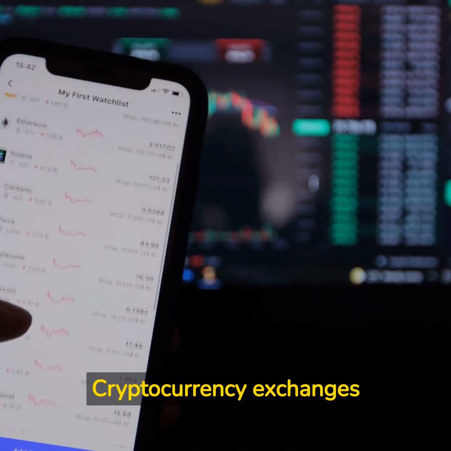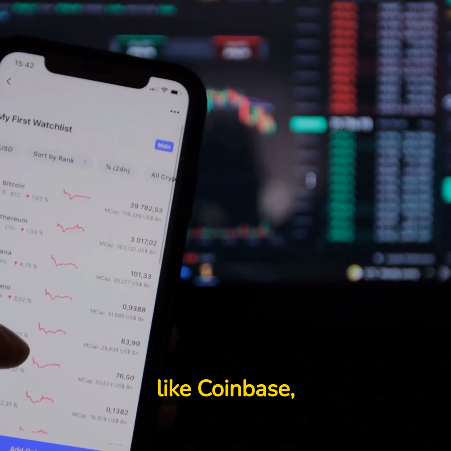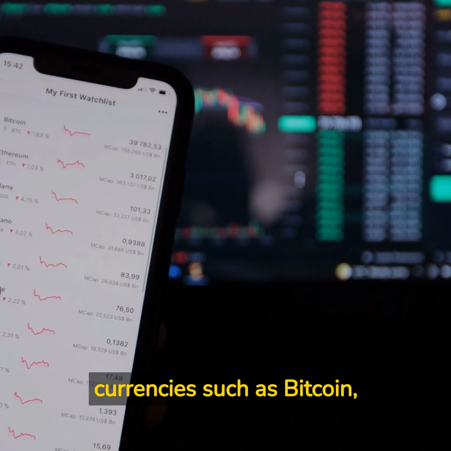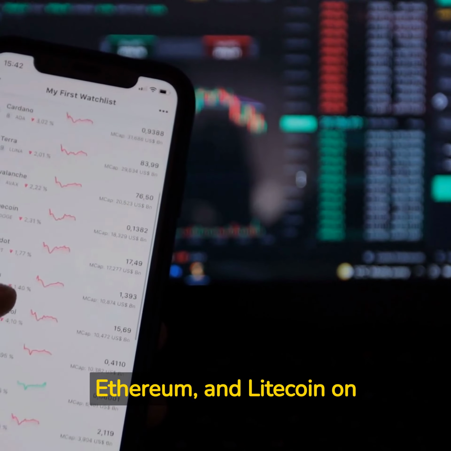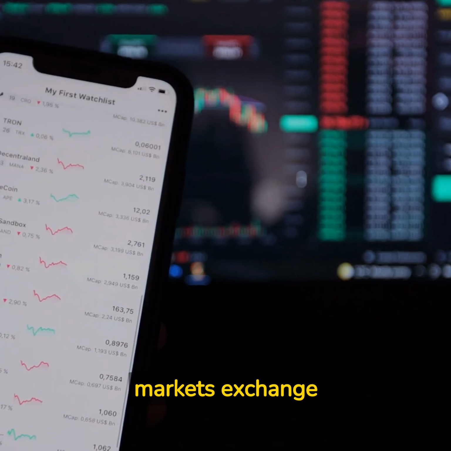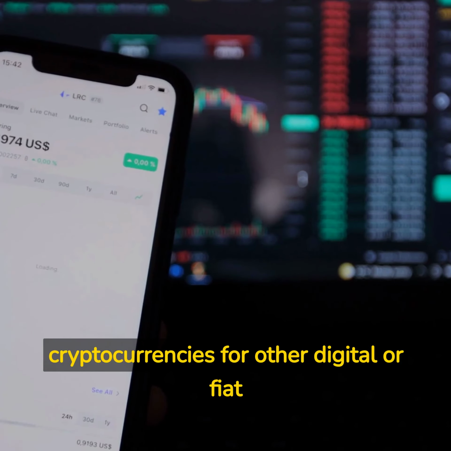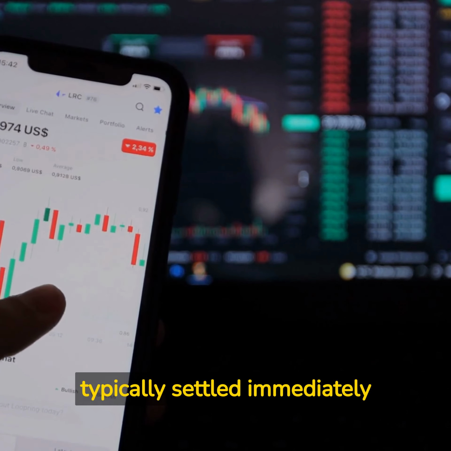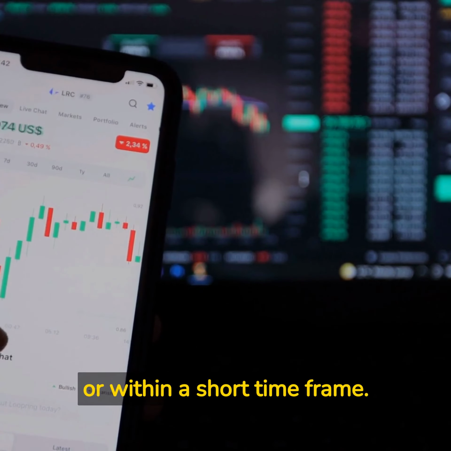Cryptocurrency markets. Cryptocurrency exchanges like Coinbase, Binance, and Kraken provide platforms for trading digital currencies such as Bitcoin, Ethereum, and Litecoin on a spot basis. Participants in these markets exchange cryptocurrencies for other digital or fiat currencies at current market prices, with transactions typically settled immediately or within a short time frame.